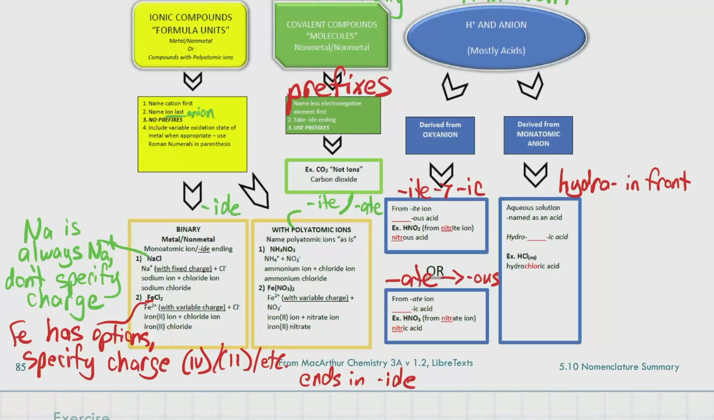We will have a worksheet where you get to practice doing nomenclature. That's scheduled for during one of our labs. Questions right now about any of the nomenclature stuff?